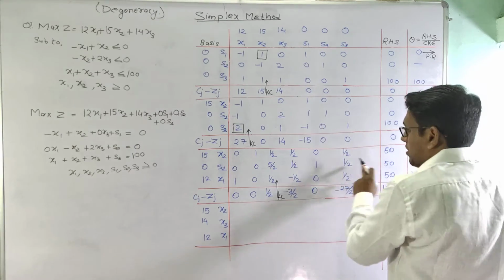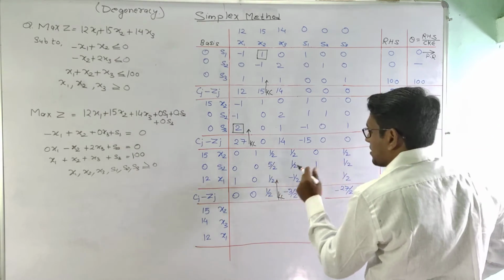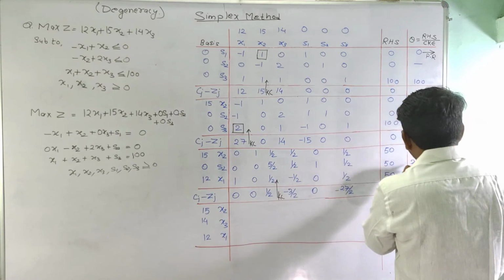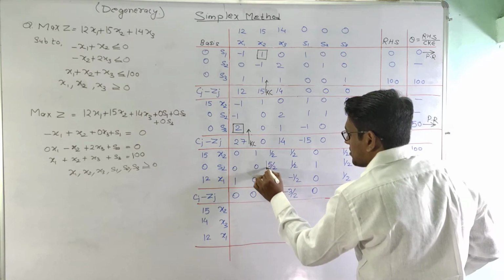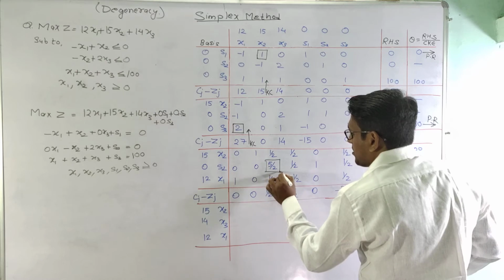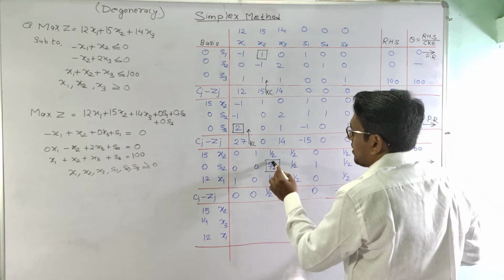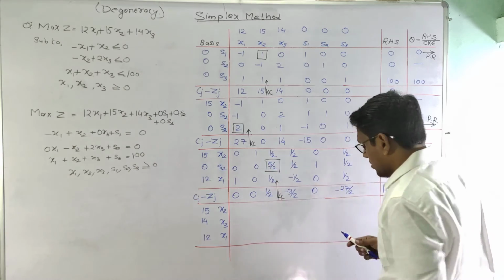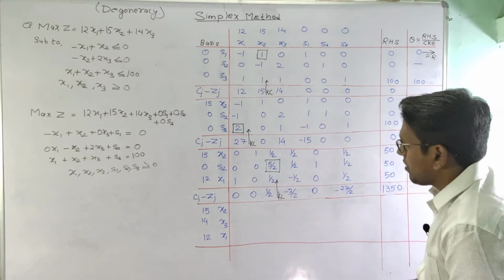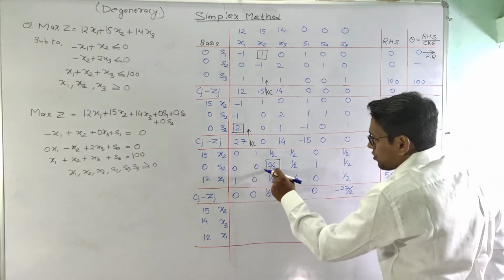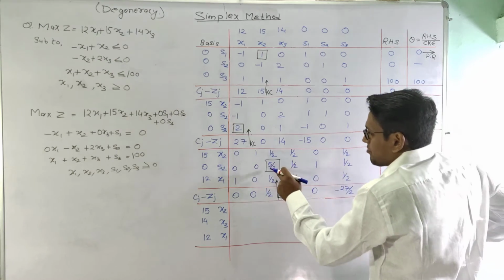Now we will select the pivot element here. The intersection of the pivot row and key column is this, so this is our pivot element. We need to make this element 1 and the remaining as 0. So I will be dividing row 2 by 5/2.